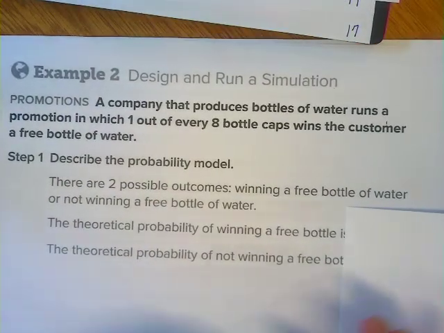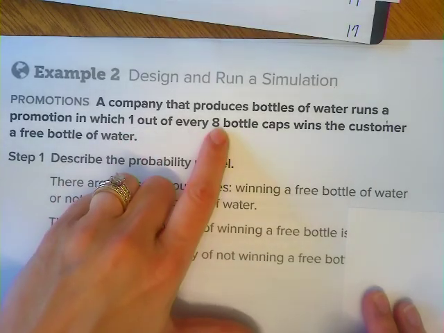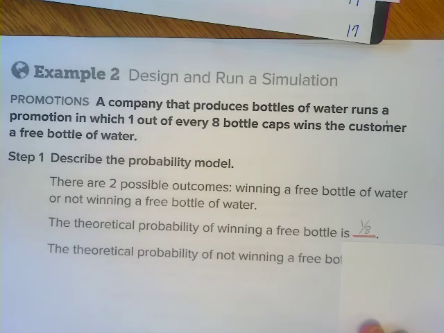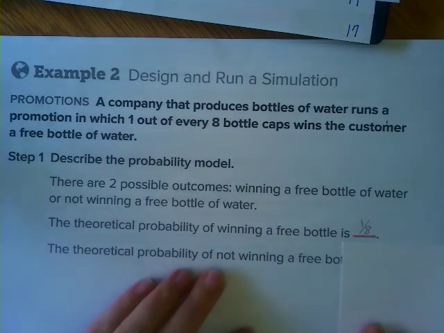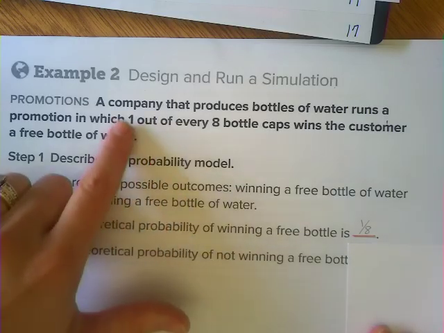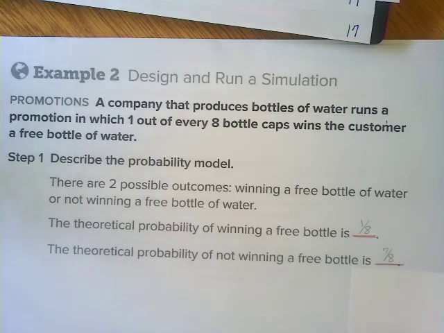So theoretically, of winning a free bottle, I would have a 1 out of 8 chance of winning. Your theoretical probability of not winning that free bottle would be the opposite. Since 1 gets me a win, the other 7 options would make me lose. So that's why I would have a 7 on top and then still 8 options for the bottom.